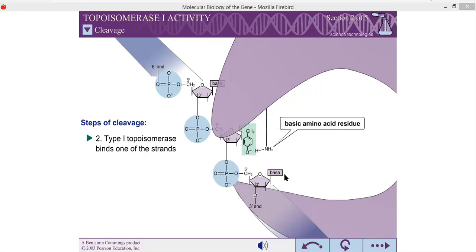Supposing arginine or lysine is present, then it causes deprotonation of the OH group. Now this is an oxyanion. Now this will attack the phosphodiester backbone and will break it. Probably by a nearby basic amino acid residue. The result is a negatively charged oxyanion.